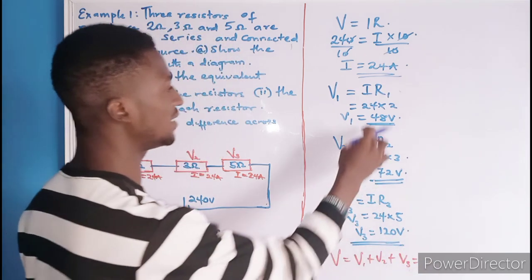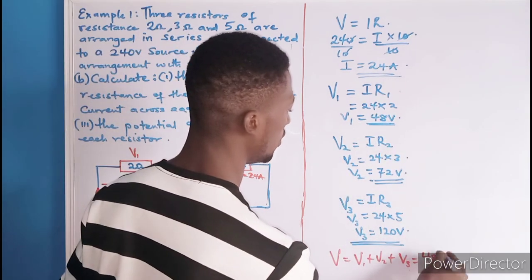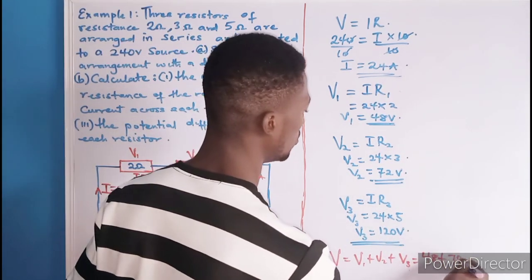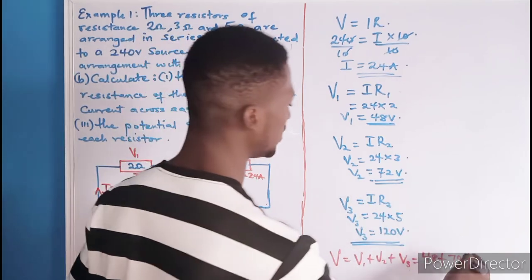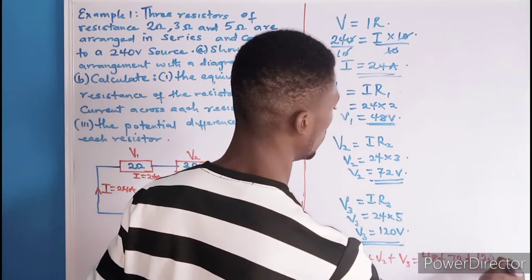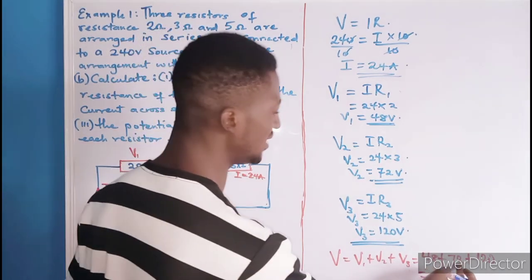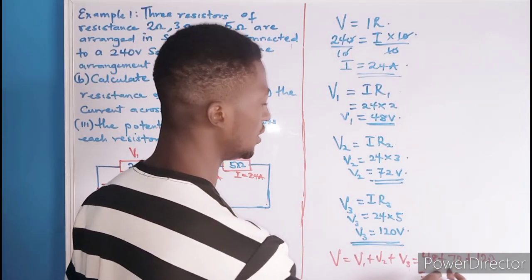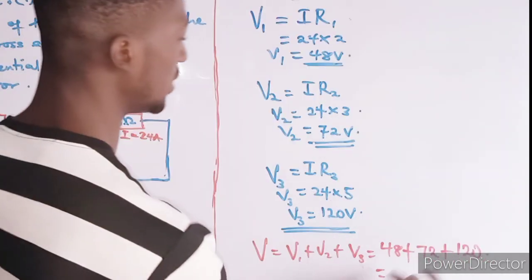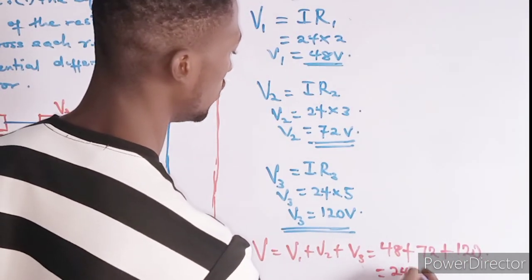And what do you have? V1 is 48, V2 is 72, and V3 is 120. By the time we add all of this together, this is actually 120 now. This is 120 plus 120. It has to be 240 volts.